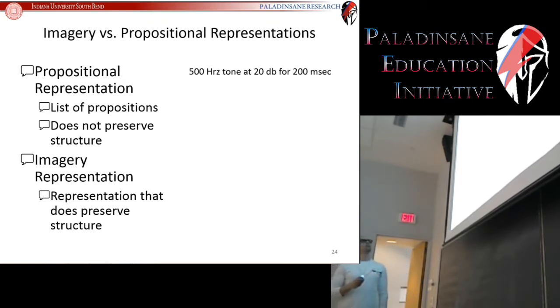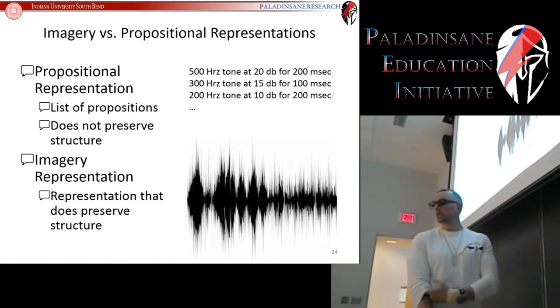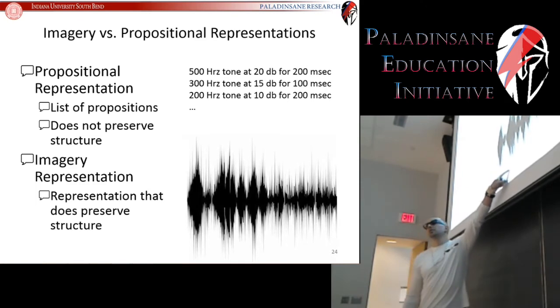So you can just say, well, it starts off at a 500 hertz tone at 20 decibels for 200 milliseconds, and then there's a 300 hertz tone at 15 decibels for 100 milliseconds, and then there's a 200 hertz tone at 10 decibels for 200 milliseconds, and you can just keep going on and on until you've described the sound that is in the external reality. That's a propositional representation. An imagery representation of that sound would be something like this, a visual sound wave. So notice that this doesn't sound like sound, right? It made no noise when it popped up on the screen. But the structure of this is preserved, the structure of the external reality of the sound wave.